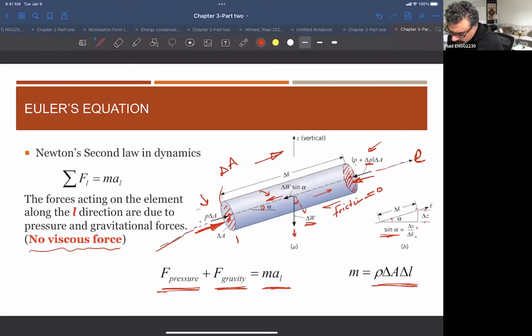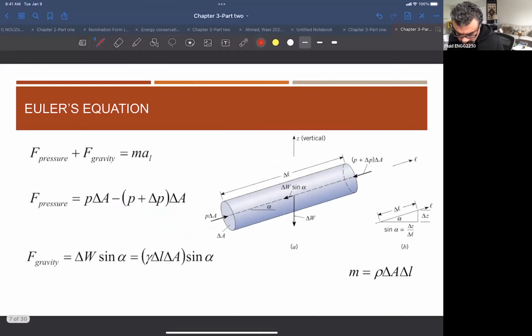And the mass is, of course, volume times density. So the volume is delta A delta L times density. Okay, so I now have the summation of forces equal to mass times acceleration, right? The summation of forces is pressure. Pressure is this one here in this direction, this one here in this direction.